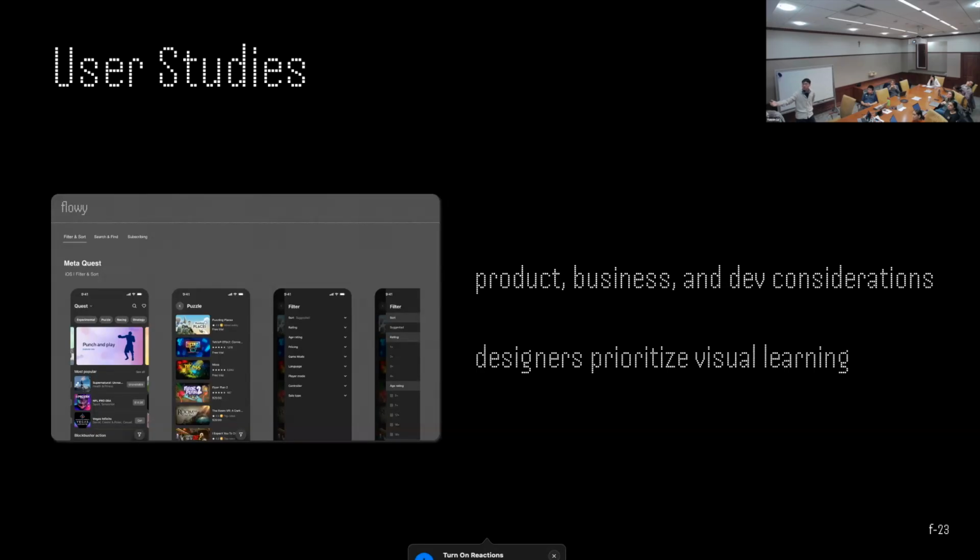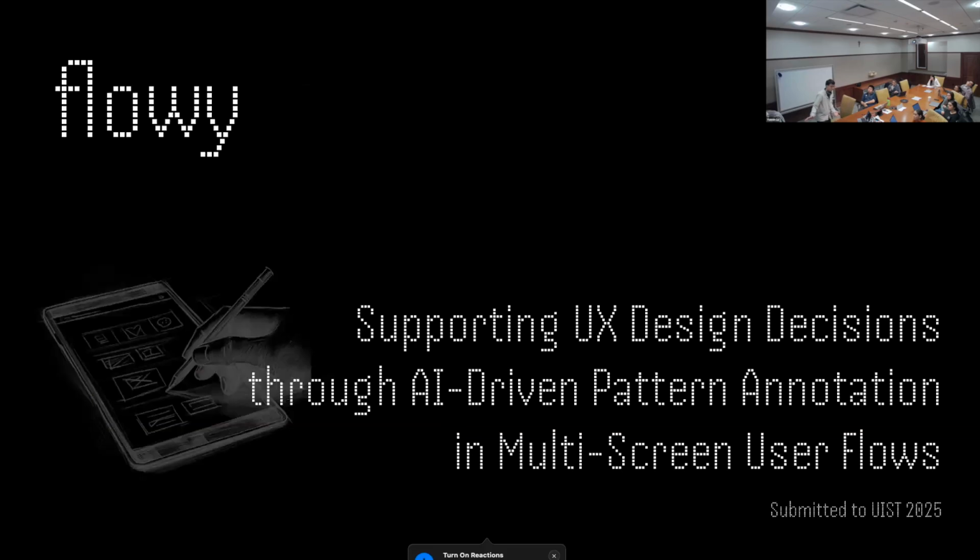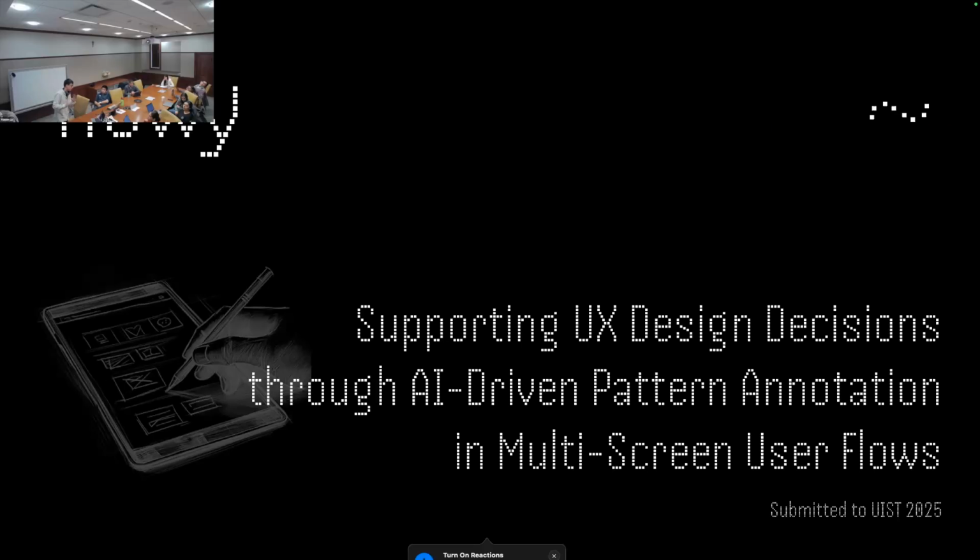And also designers prioritize visual learning. So the visual interfaces, screenshots were really more helpful than a lot of the text that we put in there, even though we try to make them really concise. So that's the first project. That's Flowy. It supports, as I said, design decision-making using design pattern knowledge annotations generated by AI. So it takes a different approach than prompt to output generation.